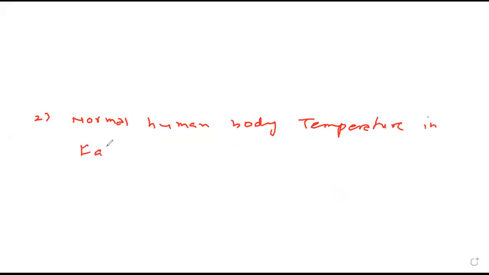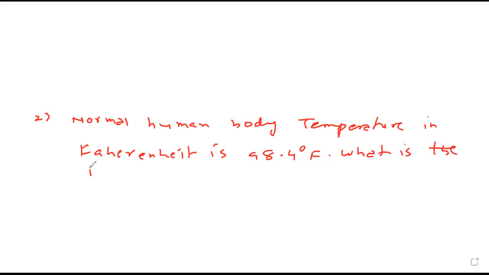Done, sir. Second, normal human body temperature in Fahrenheit is 98.4 degrees Fahrenheit. What is the body temperature in degrees Celsius? I think you can try on your own.